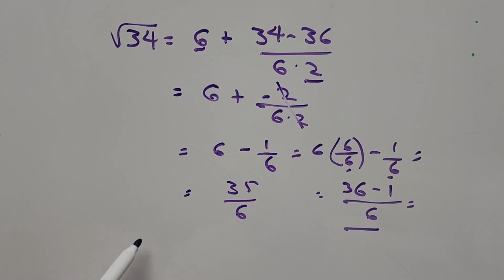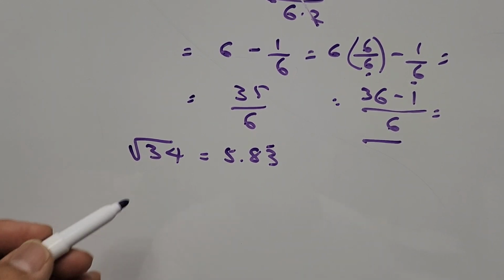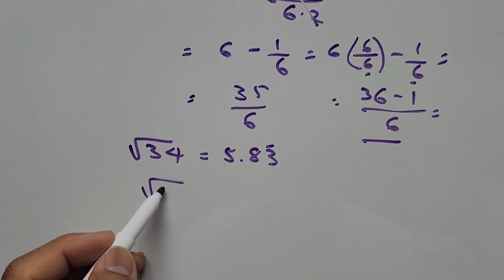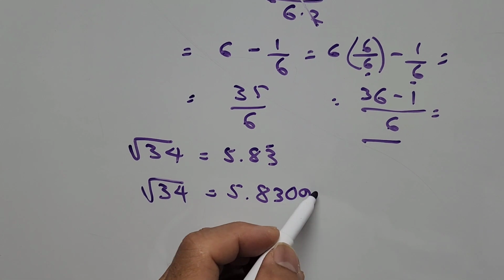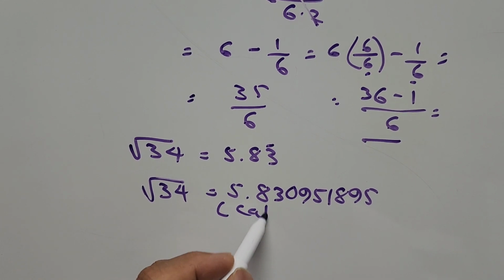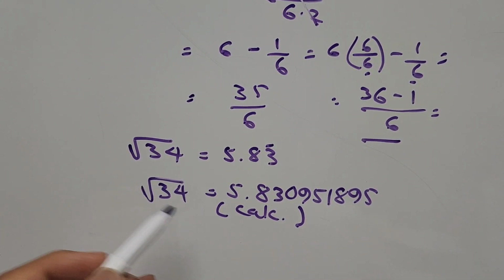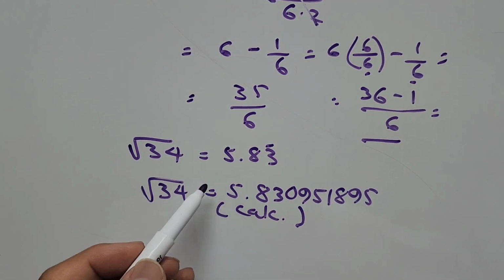Alright? So here we have the approximate value of the square root of 34. 35 over 6. That is 5.83. And this 3 is a repeating number, so 5.83. And to check for the exact value of the square root of 34 by using our calculator, so we have 5.830951895. So this value is from the calculator as a comparison for the exact value of the square root of 34 versus the approximate value of the square root of 34.